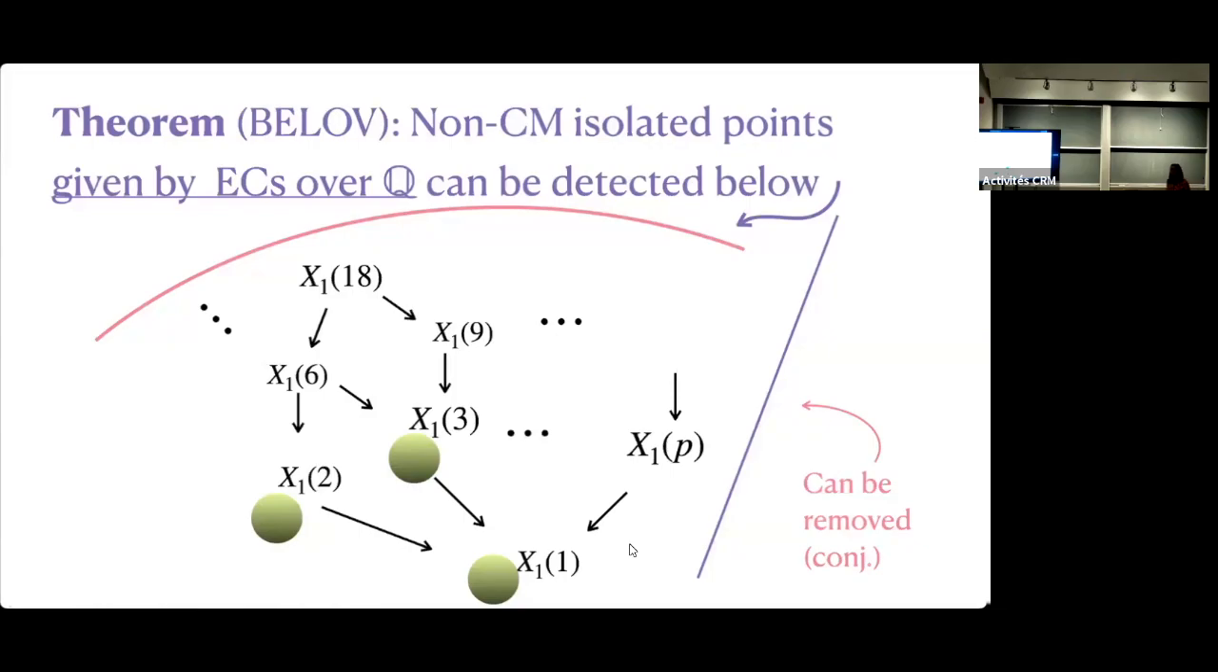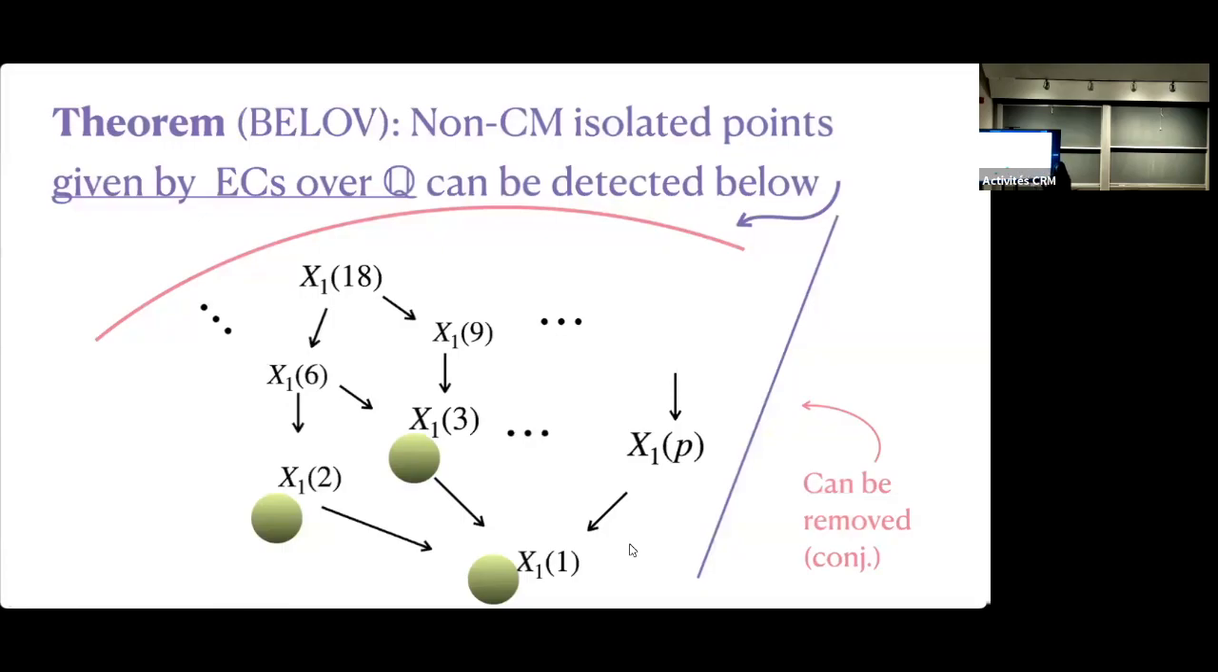Just to make sure, so "can be detected below" means that if I have an isolated point above this. Yeah, it means that if you find all the isolated points below this line, then every isolated point above it, that's a non-CM one corresponding to an elliptic curve over Q, maps to one of those.